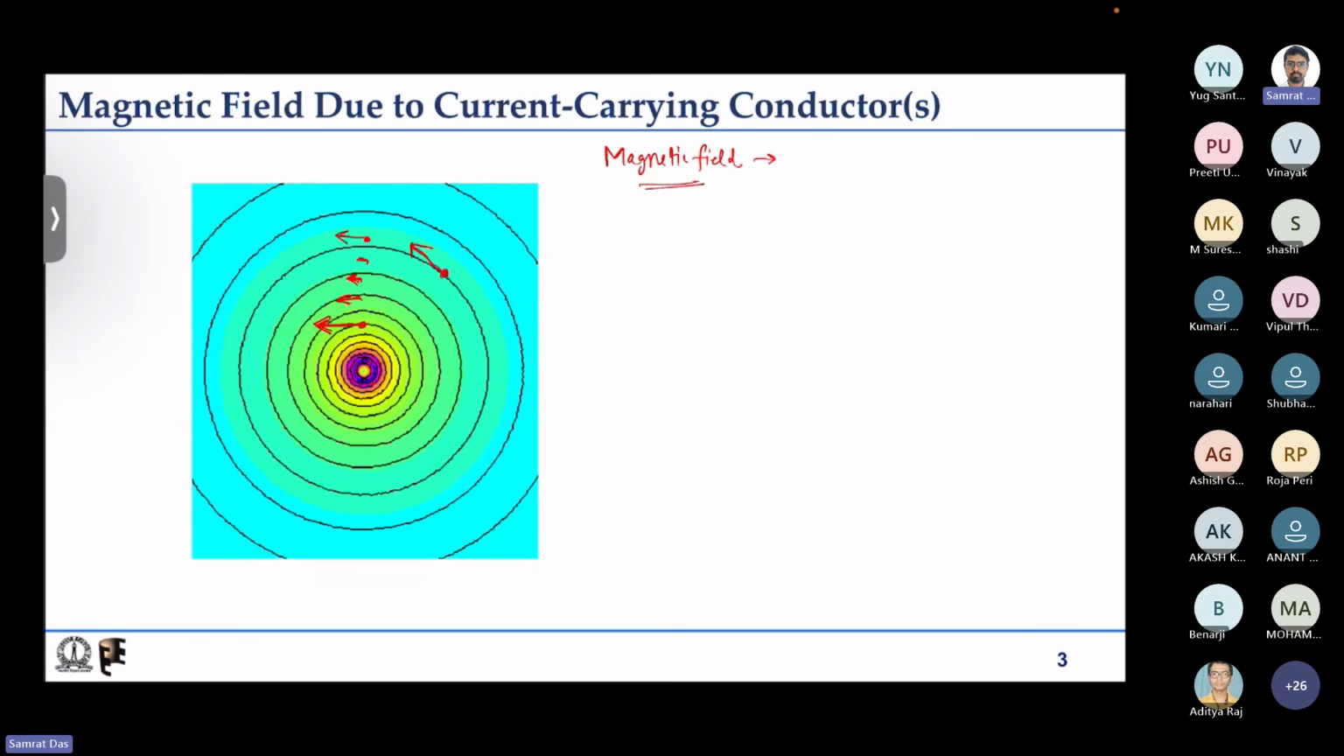Another thing is quite visible from the color plot as well as the flux line distribution, that nearer to the conductor it's a deep color. That means it is a high flux density region. As we go outward, the intensity or the flux density comes down. Now this is about the single current carrying conductor only. This is like a long line. So if we have a long line and some current flowing through it, then there will be some distribution of flux lines around it. This case is representative of that.